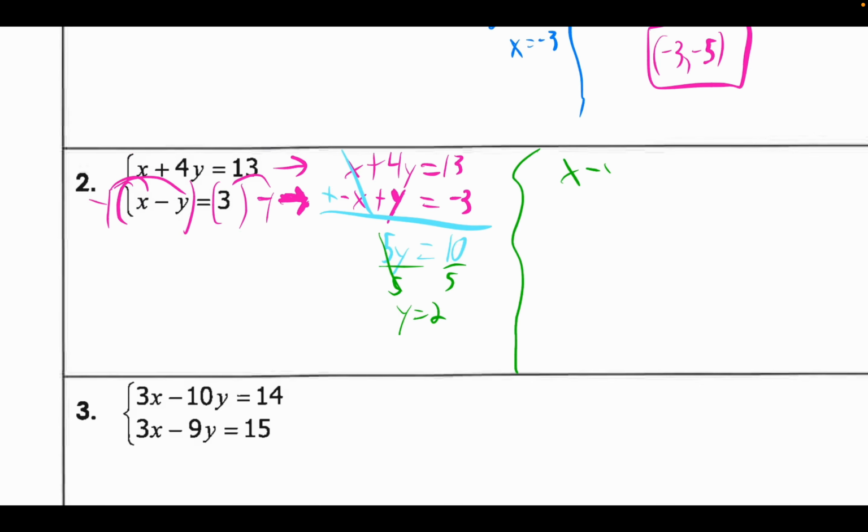So I get x minus 2 instead of x minus y equals 3. And so all I have to do is add 2 and boom, x is already by itself and I get x equal to 5. So this creates my ordered pair of 5, 2.